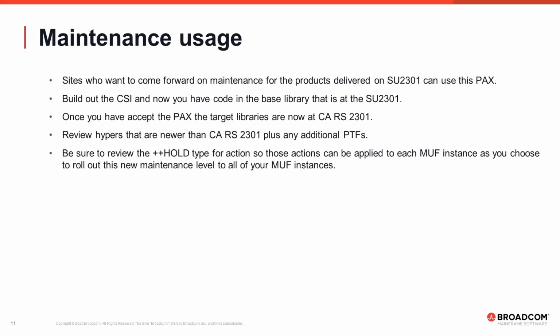Maintenance uses: sites that want to come forward on maintenance for products delivered in this service pack use this PAX. You build out the CSI. Now you have code in the base libraries. They're basically at Service Pack CARS 2301. Once you accept the PAX target libraries, you now have libraries you can push forward to your MUF instances. Be sure as part of this process you read the ++ HOLD type actions, and you apply those actions to each MUF instance as you roll these libraries forward. It gives you the details of what you want to do. You'll have to look at hypers as well before you get done, because you may apply this 6 months from now, and future hypers may apply as well.